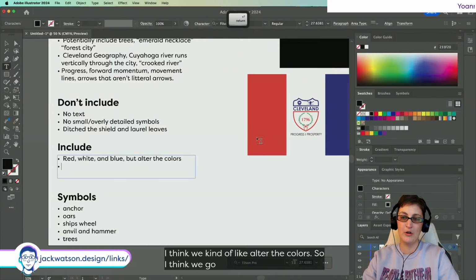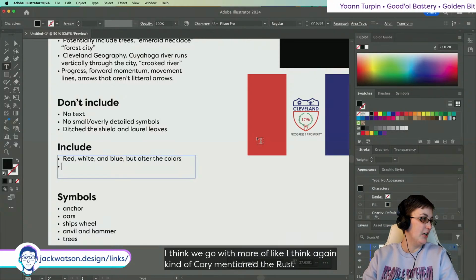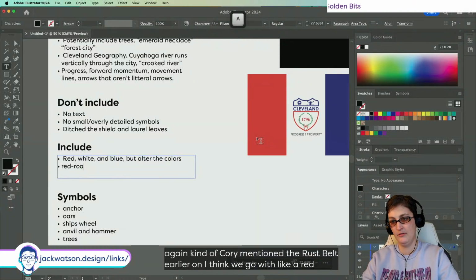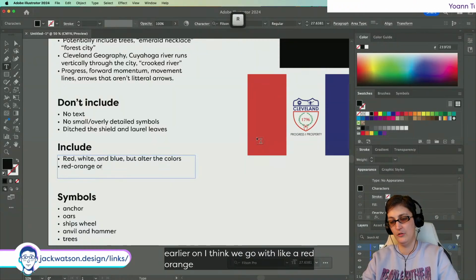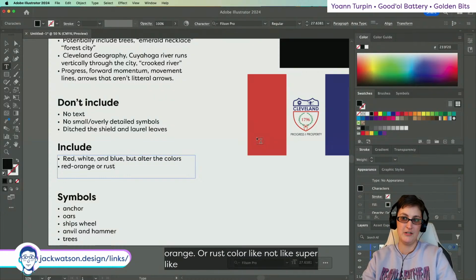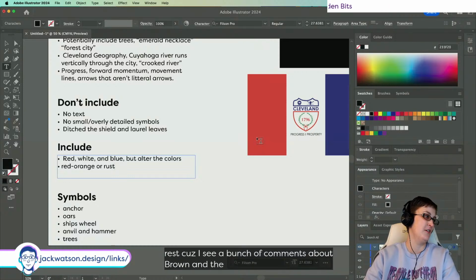So I think, again, Corey mentioned the Rust Belt earlier on. I think we go with a red orange or rust color, not super brown rust, because I see a bunch of comments about brown and the Cleveland Browns from Sean and from Clever.